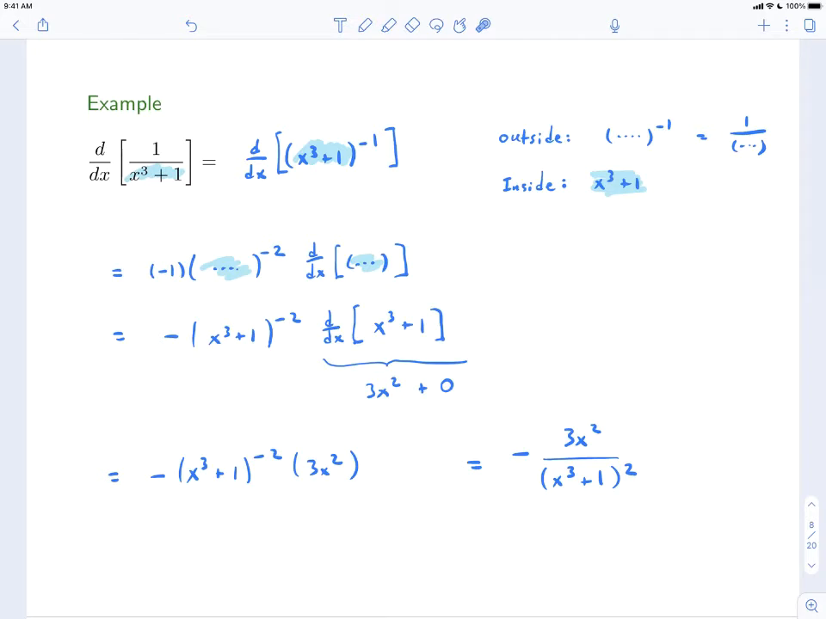Because if you write it as something to the negative 1, when you use the power rule, that negative 1 decreases by 1 to become a negative 2. And that negative 2 is why you have something squared in the denominator.